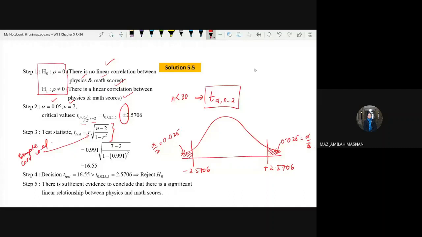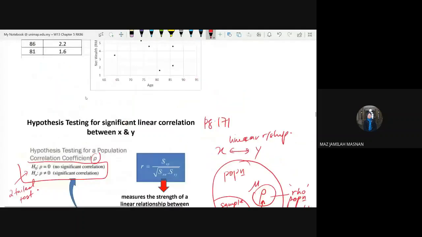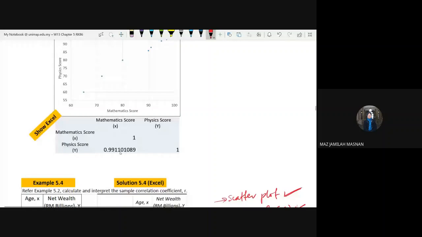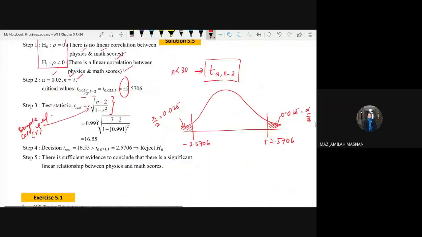Okay, and then n is your number of data, and then r squared is also referring to your r. So we know that our r just now is 0.991. Okay, take that value and put it into your calculation of the t-test statistic. Put everything accordingly and you will get your test statistic, which is 16.55.